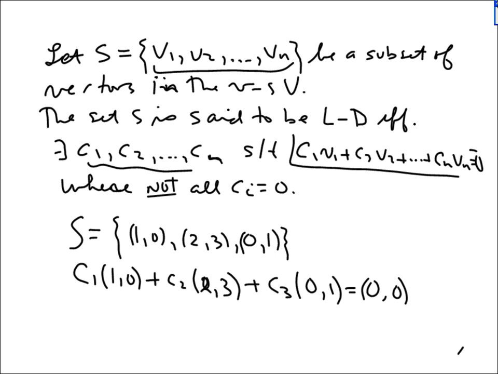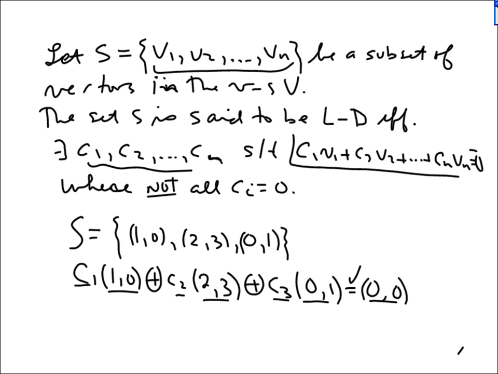Now, of course, if I let C1, C2, and C3 be 0, I'll get the 0 vector. Because 0 times that vector is a 0 vector, 0 times that vector is a 0 vector, 0 times that vector is a 0 vector. You add up those 3 0 vectors, yes, you get the 0 vector. But that's not what we want. We want to find out if they don't have to be 0.